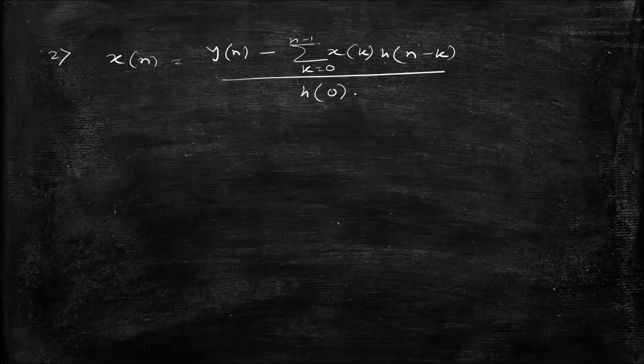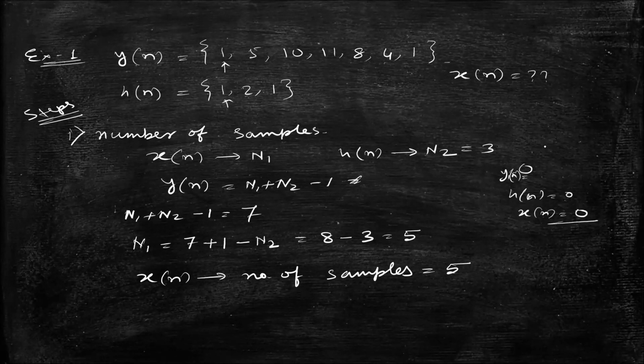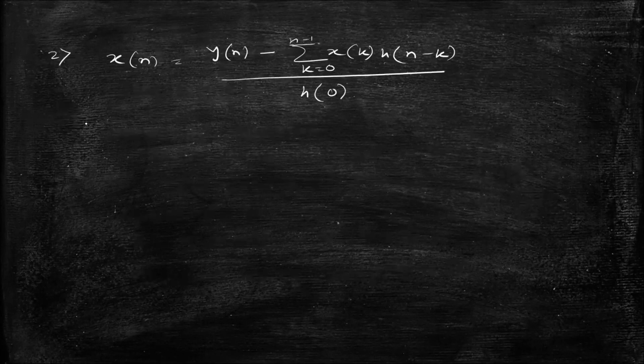Now, since x of n has 5 samples, and y of n starts from 0 and h of n also starts from 0, the starting position of x of n will be 0. In convolution the starting positions are added. So now the sequence will start from 0, and I have to find the value at n equal to 0.